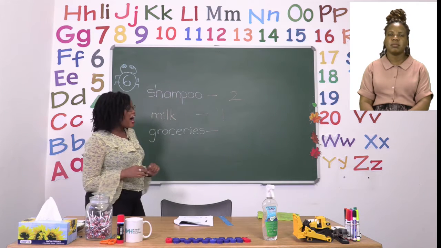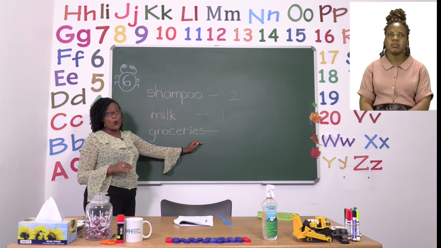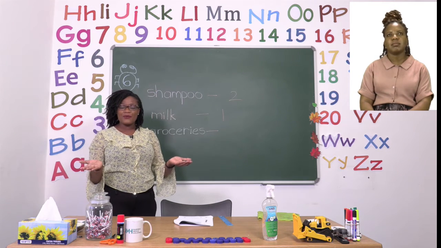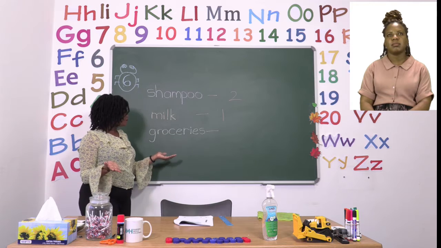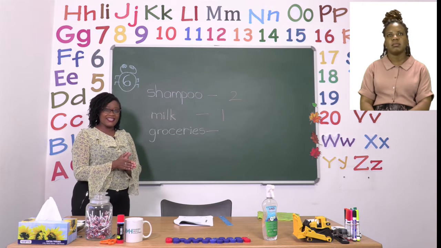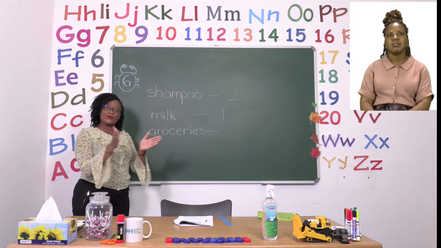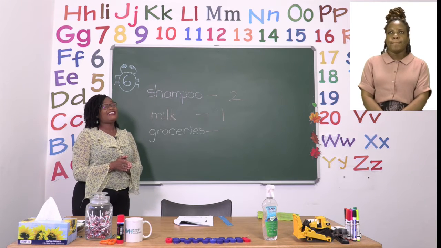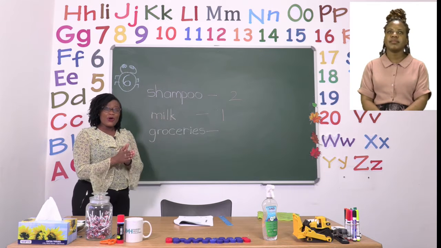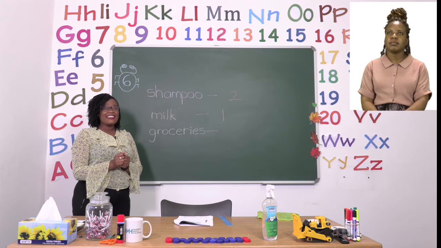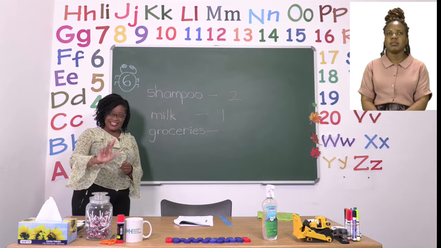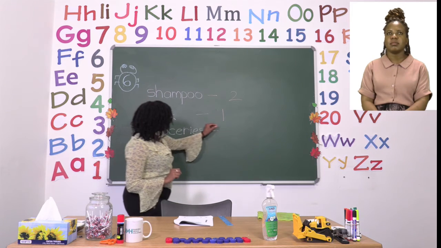Good job. Now we have groceries. Oh, that sounds like a long one, but let's try and figure it out together. Let's put our hands ready for clapping, and we are going to say groceries. Now, how many syllables are in the word groceries? Let's try and clap them again. Groceries. That sounded like 3. So we are going to write the number 3.